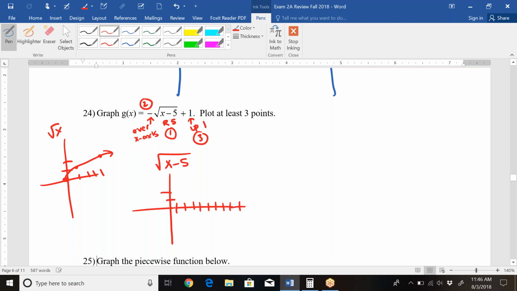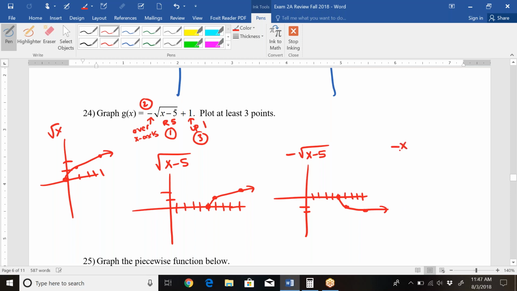Okay. So (0, 0) is going to move to (5, 0). (1, 1) is going to move to (6, 1). And (4, 2) is going to move to (9, 2). So there's step 1. Then we reflect it over the x-axis. That puts the negative in front of it. That just flips us upside down over the x-axis. So 1, 2, 3, 4, 5, 6, 7, 8, 9, 1, 2. So we're going to be upside down. So (5, 0), (6, -1), and (9, -2), like this.